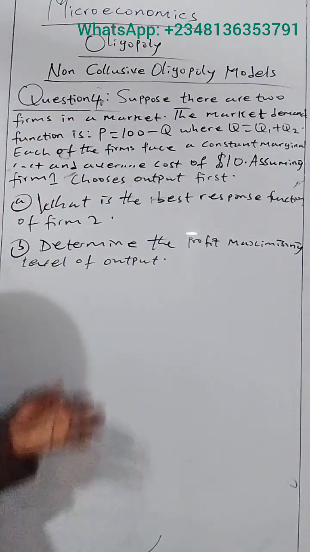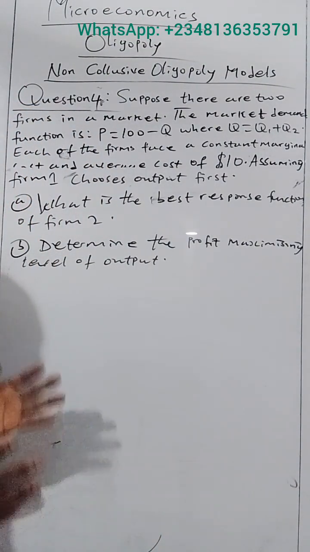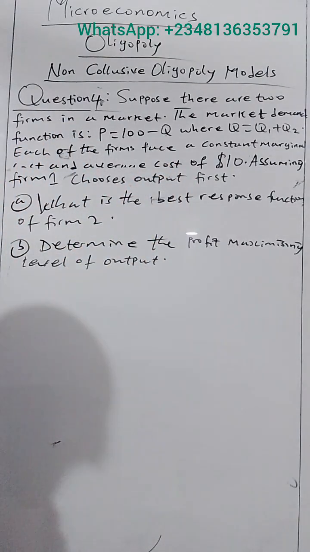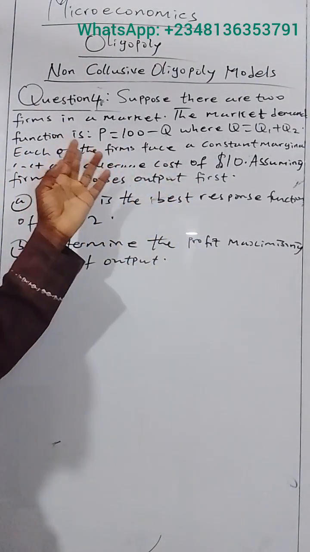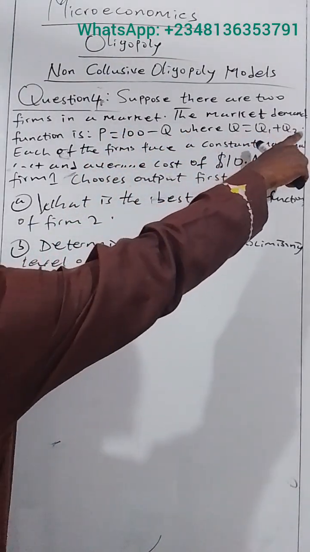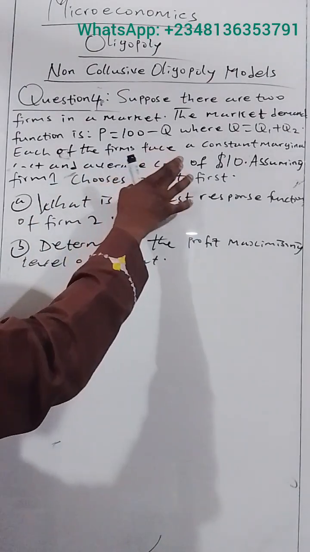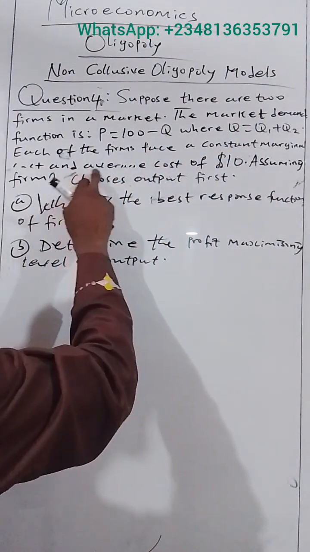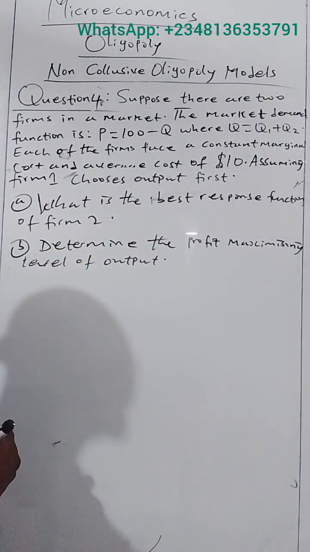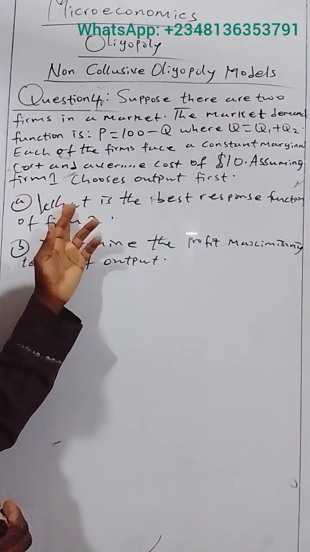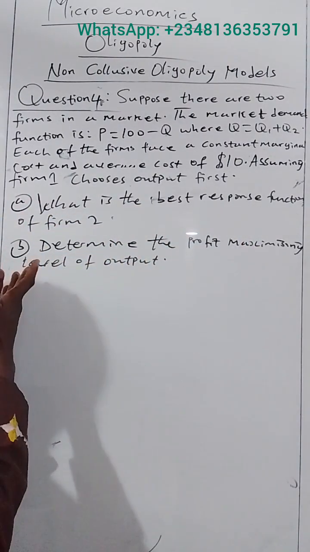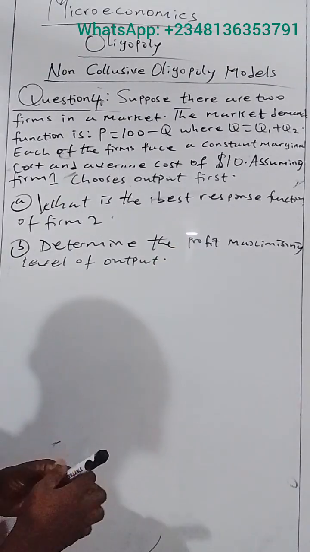In this class, I'll be solving this question on oligopoly as a non-collusive oligopoly model. This is question 4. Suppose there are two firms in the market. The market demand function is P equals 100 minus Q, where Q equals Q1 plus Q2. Each of the firms faces a constant marginal cost and average cost of $10. Assuming firm 1 chooses output first, A, what is the best response function of firm 2, and B, determine the profit maximizing level of output.